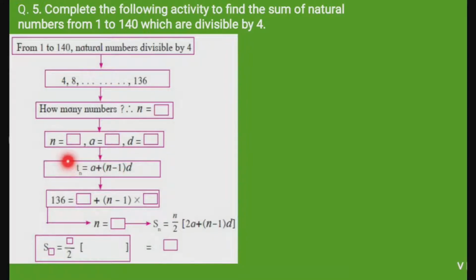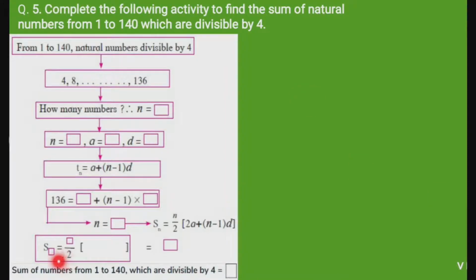How many numbers? That means we have to find the value of n. Then the value of n, value of a, value of d. That means we have to find the first term and common difference. Then Tn equals a plus n minus 1 into d. That means we substitute those values in this formula, and then we calculate the value of n. Then we calculate the Sn. So we complete this activity. Also we have to find the sum of numbers from 1 to 140 which are divisible by 4.